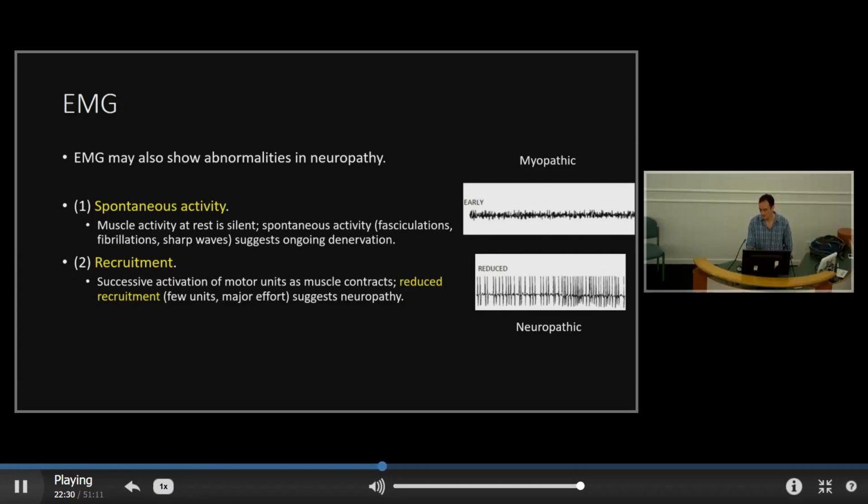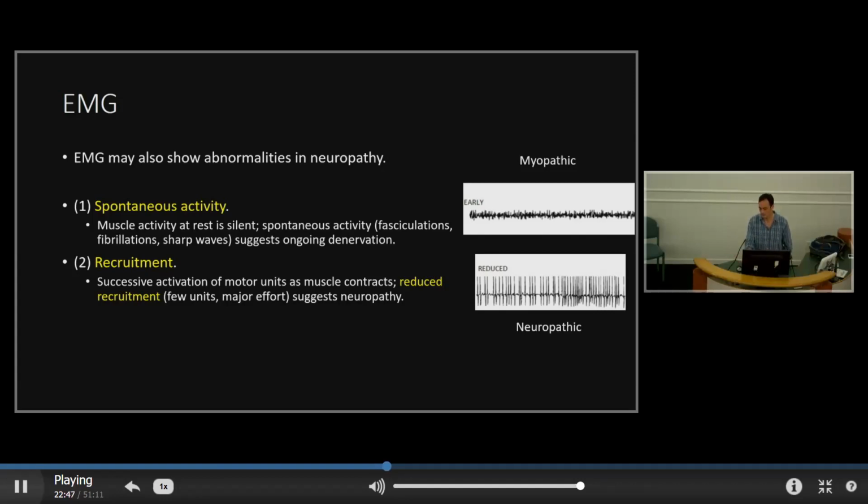Myopathy is the opposite. So myopathy, you've got weak muscle cells. Nerves are more or less okay, but you have to recruit a heck of a lot more muscle cells because they're weak. And so you actually get rapid recruitment or early recruitment. So a lot of muscle cells have to get brought in to do the motion right away.